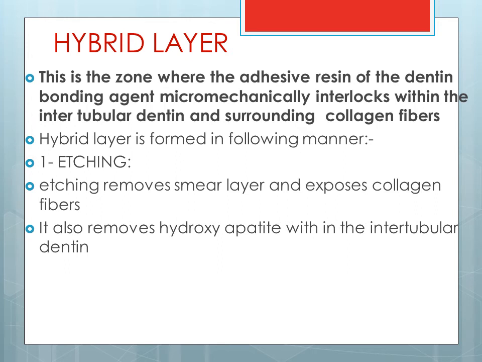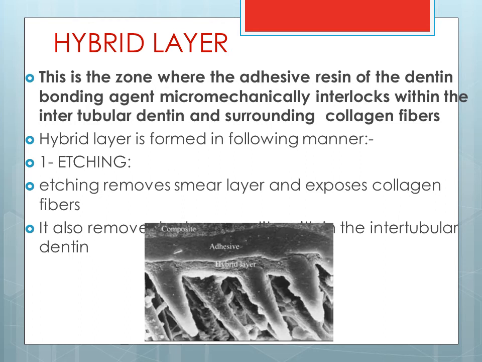Now, a very critical step in the dentine bonding is the formation of the hybrid layer. This hybrid layer is basically the zone where the adhesive resin of the dentine bonding agent micromechanically interlocks within the intertubular dentine and surrounding collagen fibers that have been exposed due to the etching. So the hybrid layer is formed in the following manner.